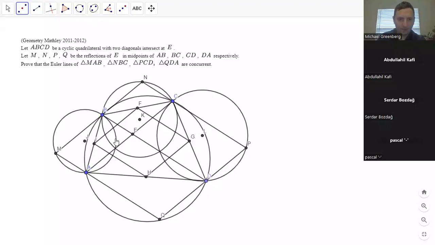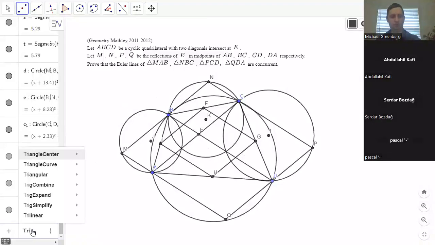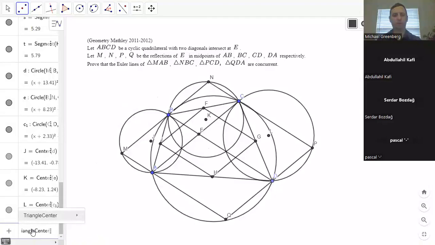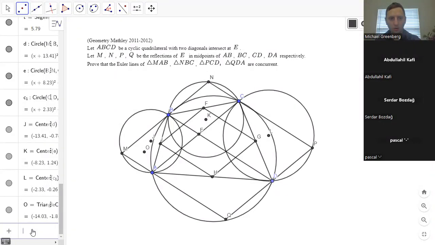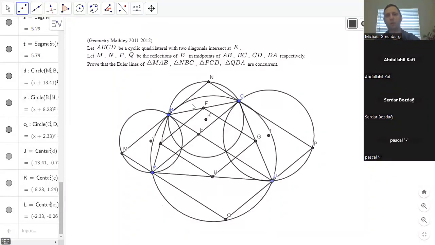Let's see. So I could try drawing the centroids of these. Let me try that. So I think triangle center 1 is the centroid, right? I think that might be easier than the orthocenter. I'm not sure. Well, these boundary lines can be obtained by performing a homothety with ratio 2 with center E. So the Euler line of ECD goes to the Euler line of PCD with ratio 2. Okay. And the Euler lines of ECD, ECB, EAB, EAD are concurrent. This is a well-known theorem, but it's hard to prove.